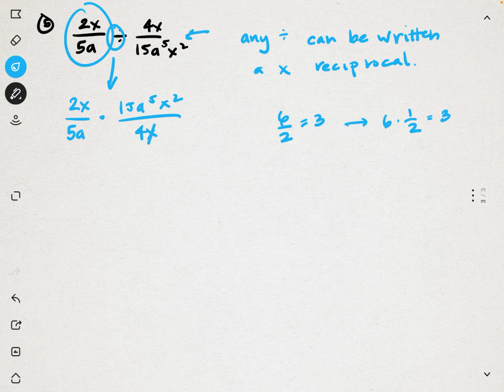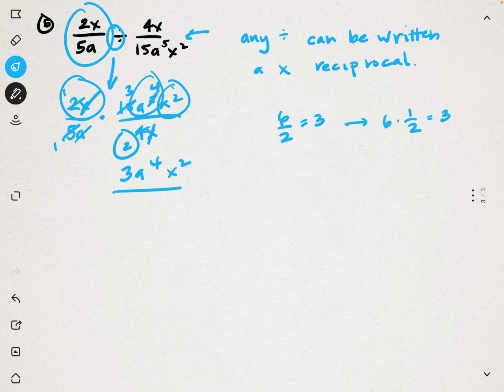I can cancel this x with this x. We can reduce 2 and 4. We can divide those both by 2. 15 and 5, we can divide by 5. We can take one of the a's here and cancel with the a in the bottom. Okay, so let's clean this up. This whole thing is just gone. It's 1. We have the 3 a to the 4 x squared. And in the denominator, we just have a 2, this little 2 left over.